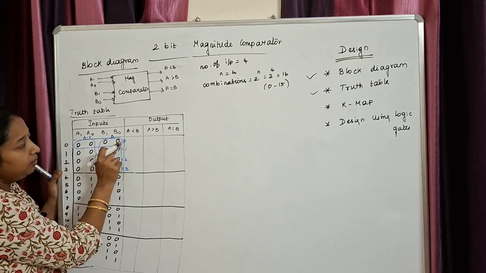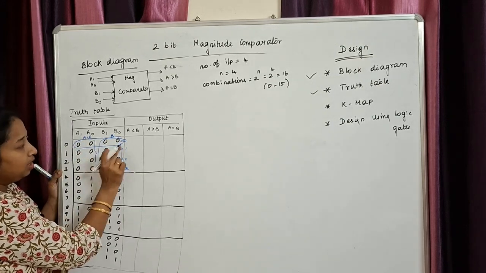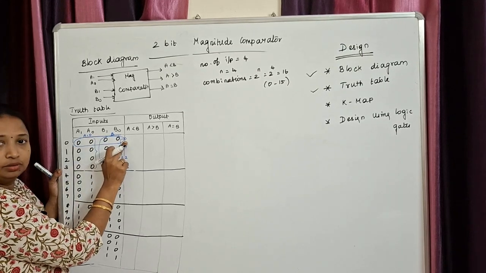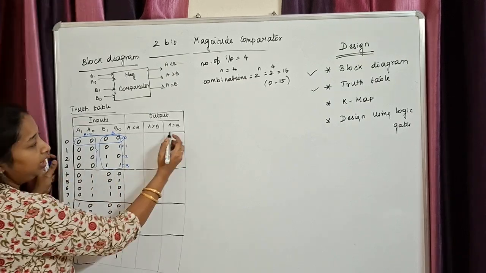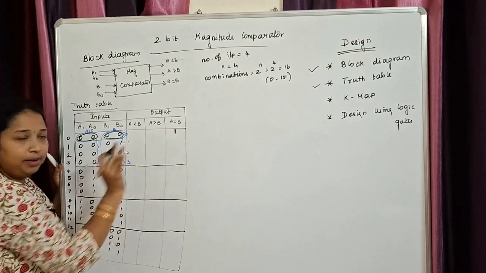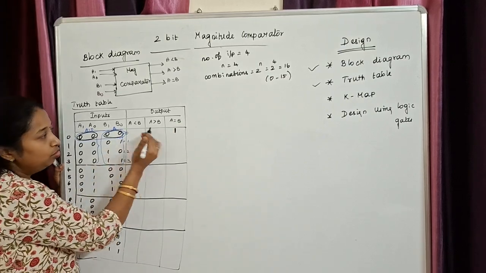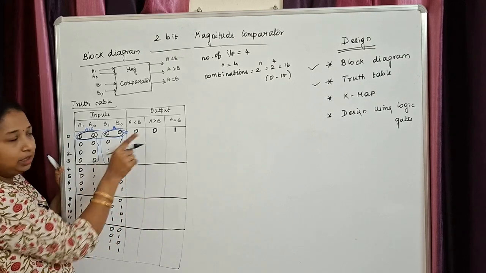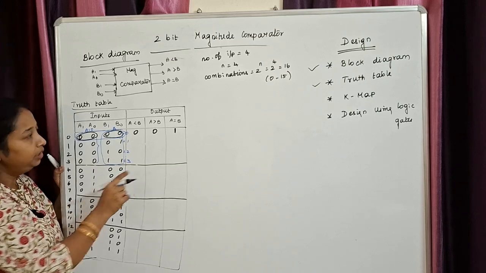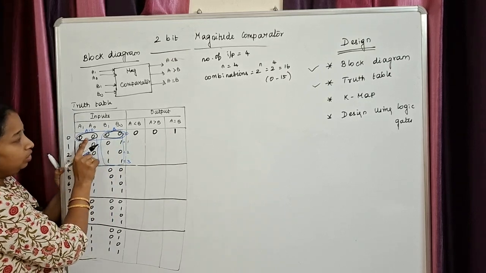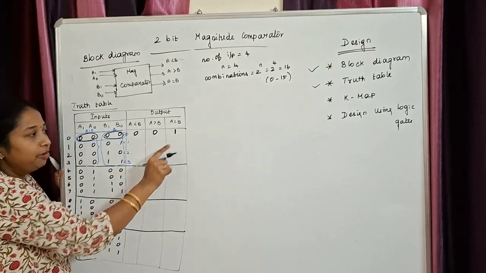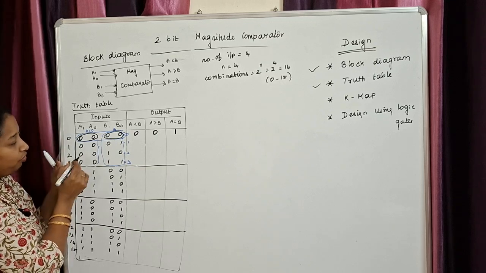A is 0 here, B is again 0 here. For the first bit, check the numbers. A is 0, B is 0. Both the numbers are the same, so I'll mention 1. When both the numbers are the same, it means A is equal to B. That's why against A equal to B, I've put a 1. And for the other 2 conditions, I'll mention 0. At a time, only one condition can get satisfied. 2 or more conditions cannot be satisfied at the same time. Here, A equal to 0 and B equal to 0, which means A is equal to B. So only this particular condition is true, so I have mentioned 1 here. Is it clear? Now go for the next combination.